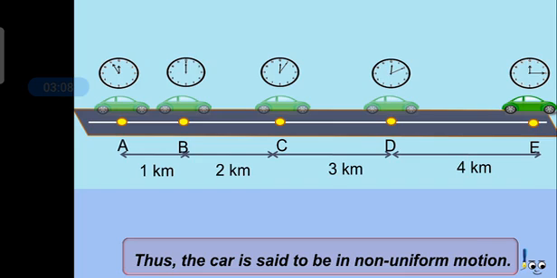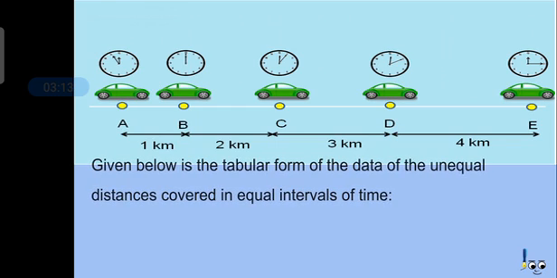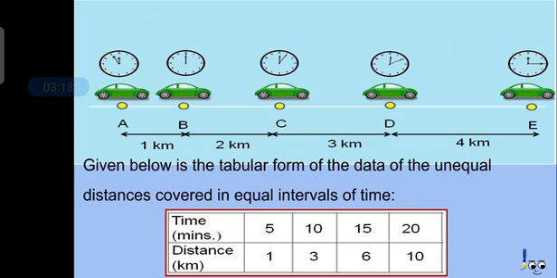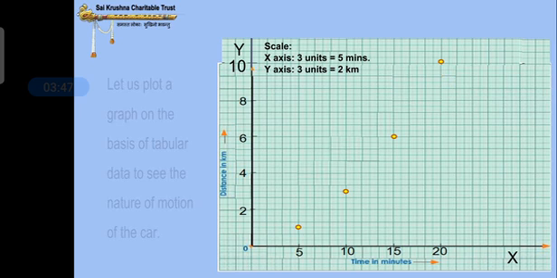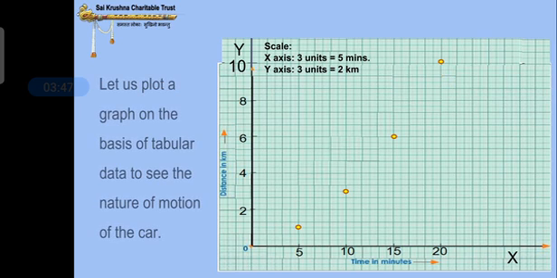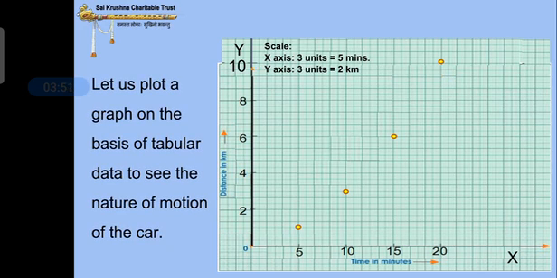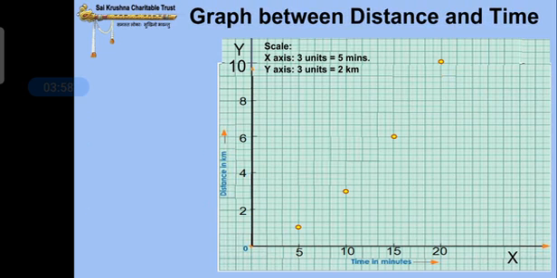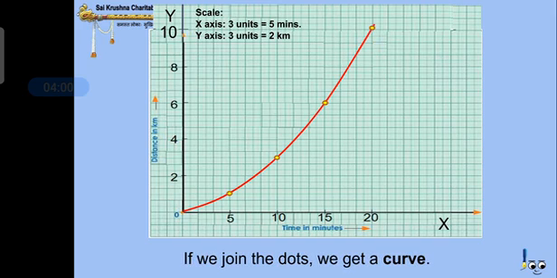Graphical representation of non-uniform motion. Given below is the tabular form of the data of the unequal distances covered in equal intervals of time, right? So the time remains the same. For each 5 minutes, we are calculating how much distance the car has traveled. In the first 5 minutes, it has traveled 1 kilometer, in 10 minutes it has covered a total of 3 kilometer from the initial point, in 15 minutes 6 kilometer, and in 20 minutes 10 kilometer from the initial point. Let us plot a graph on the basis of the tabular data to see the nature of motion of the car. Can you all see the dots here? When we join all those dots, we get a curve. Is it clear, children?